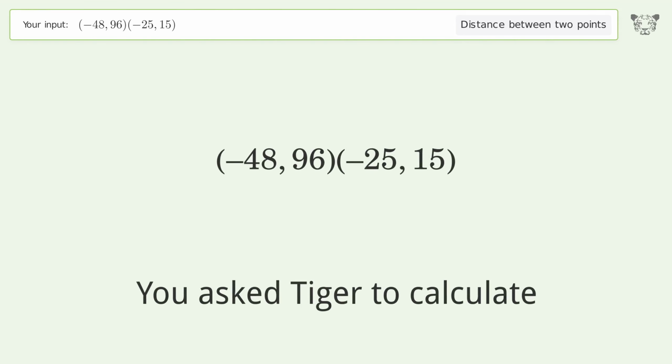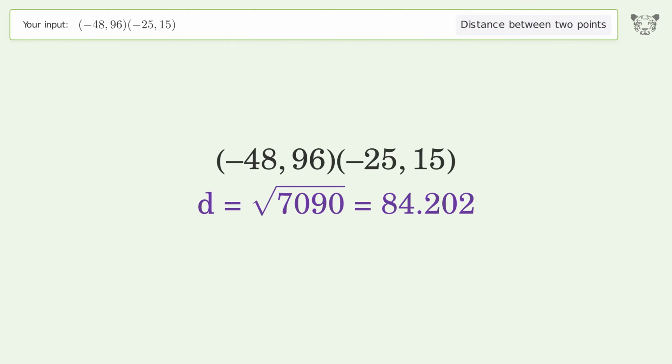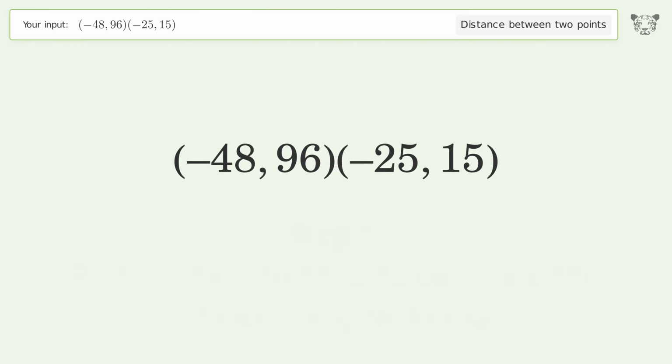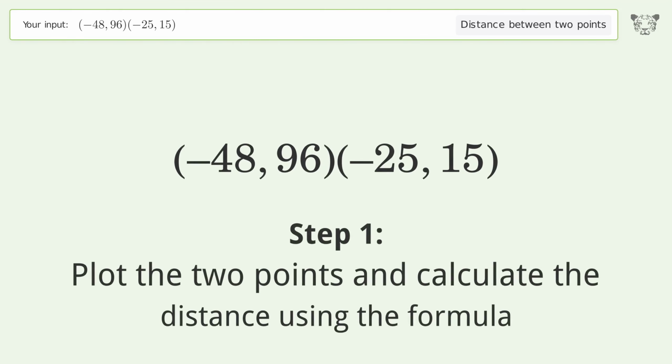You ask Tiger to calculate. This deals with the distance between 2 points. The distance between the 2 points is the square root of 7,090, or 84.202. Let's solve it step by step. Plot the 2 points and calculate the distance using the formula.